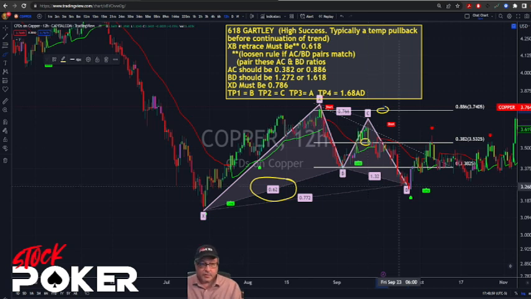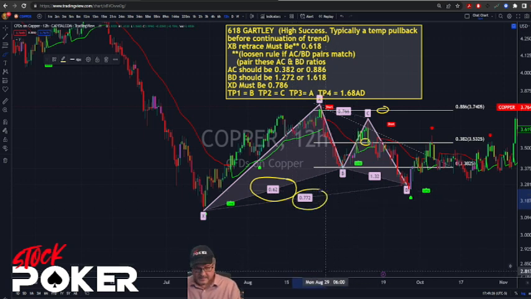And the fourth leg should not be between, it should be either or. It should be 1.272 or 1.618. And it's okay if they're between there, but it should be 1.272 or 1.618. Now, this is super important. In these instructions, whenever I say it must be, it must be. It can't be much higher. It can't be much lower. It has to be. So I'm going to go ahead and circle that as well. This number has to be the 0.786.